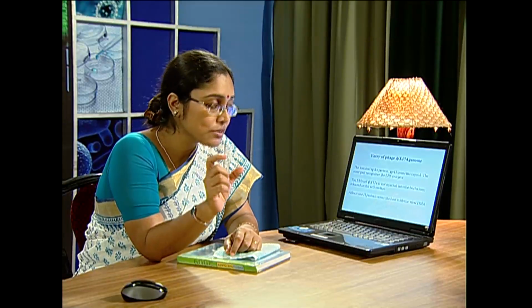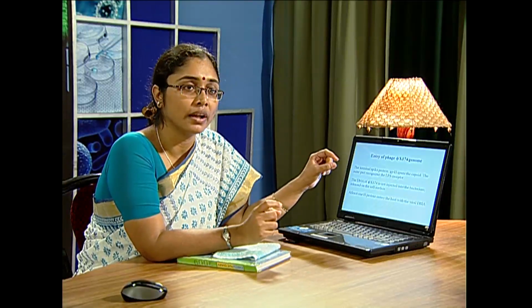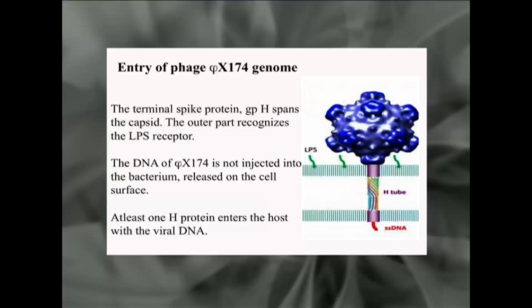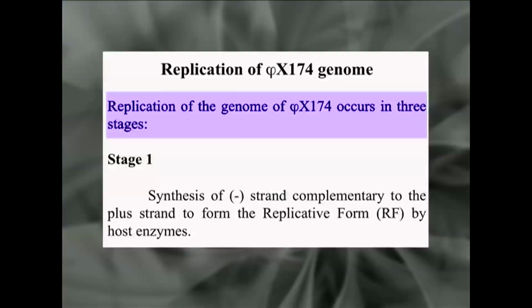The outside part of H is responsible for binding to the lipopolysaccharide present on the host cell, whereas the inner part is responsible for ejection of the genome into the host cell. And at least one H protein enters into the host cell with the viral DNA. It is required to initiate the viral DNA replication. Now, replication of the ΦX174 genome occurs in 3 stages.